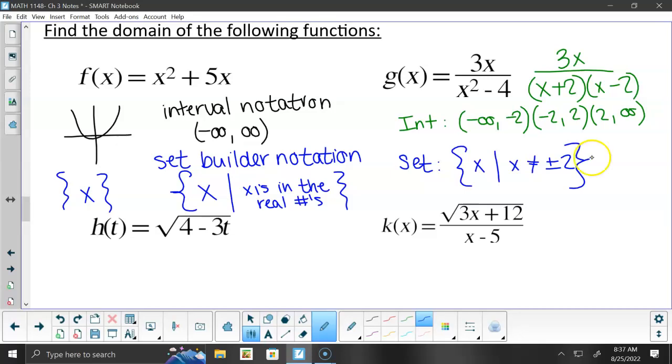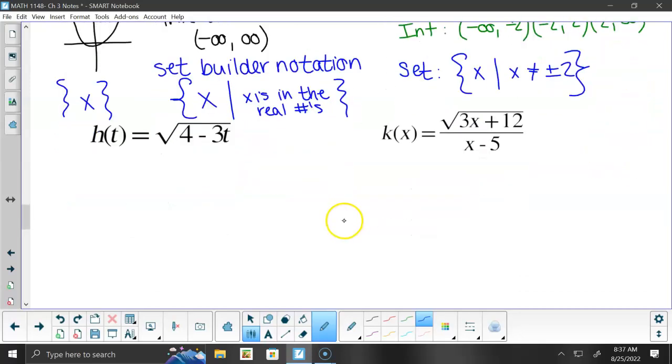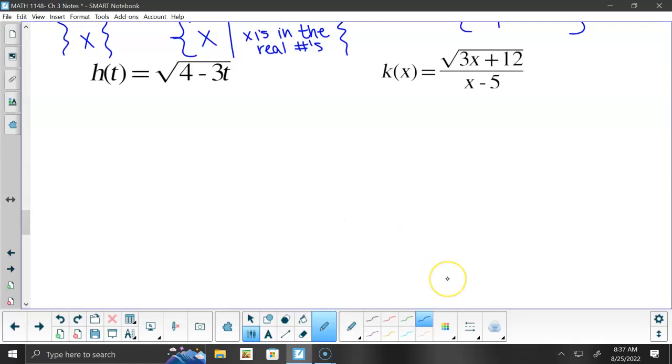All right, do we want to do h of t and k of x? Yeah. So let's start with this one over here. So it's a square root function. My issues are going to be anything that makes the square root equal a negative number, correct?